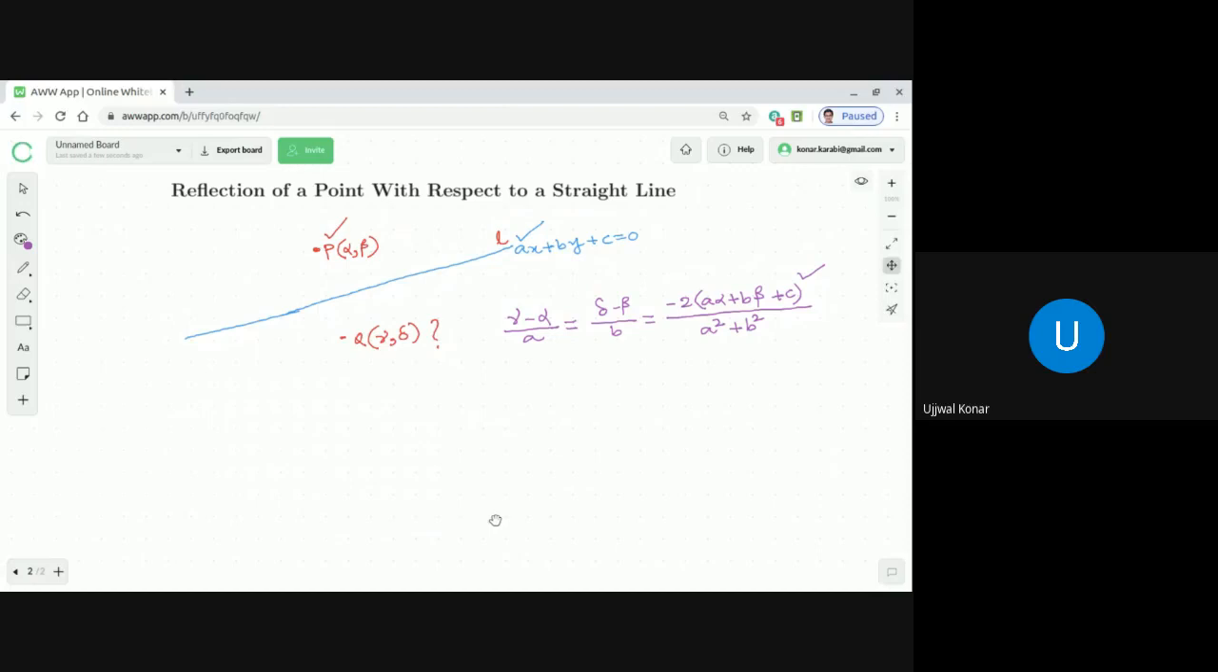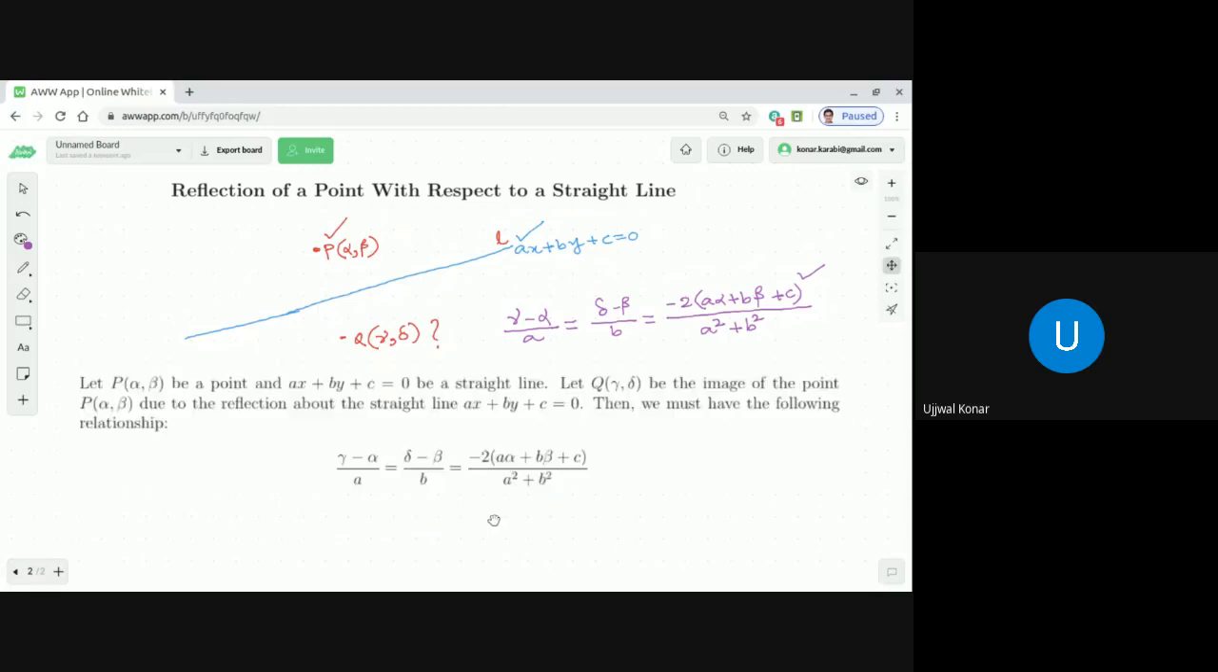Now, dear students, suppose you do not remember the formula, that is (gamma minus alpha)/A is equal to (delta minus beta)/B is equal to minus 2 into (A alpha plus B beta plus C)/(A square plus B square). How to achieve it? Or you can say, sir, how did you find this formula? How did you come to this formula? That is also a very valid question.